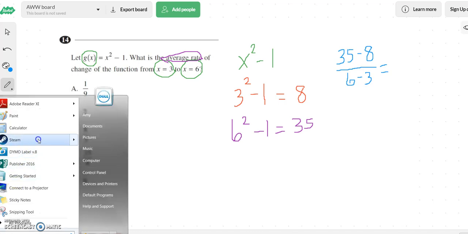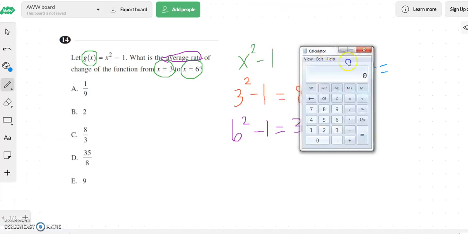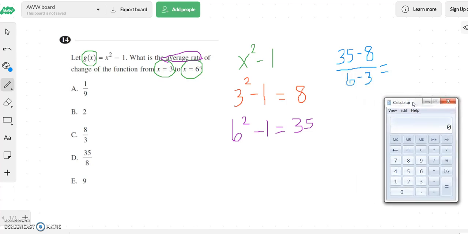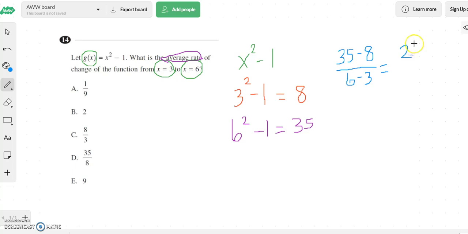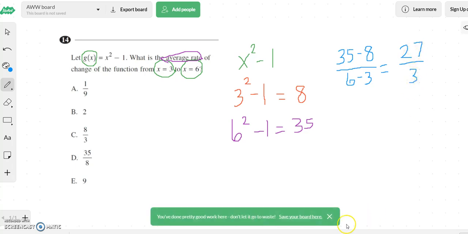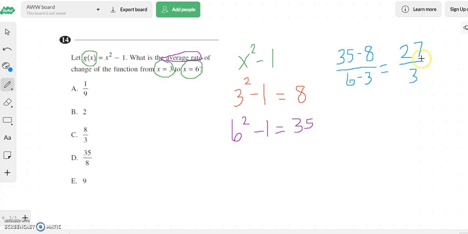So again, I don't like relying on my own math, because this is where I mess up 90% of the time on my test. So I'm going to take 35 and subtract 8, and I'm going to get a 27 right here. 6 minus 3 is 3. Then when I divide this out, what I'm going to see is that 27 divided by 3 is 9. So the average rate of change between these two in this particular function is going to be 9.